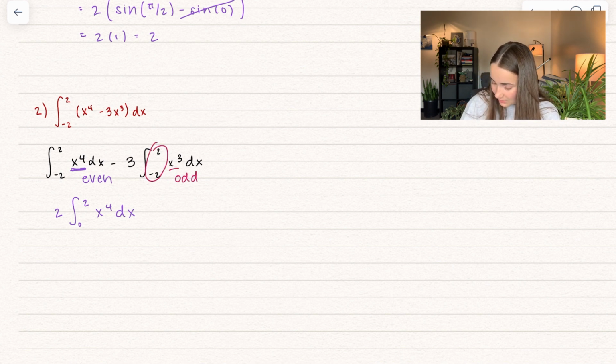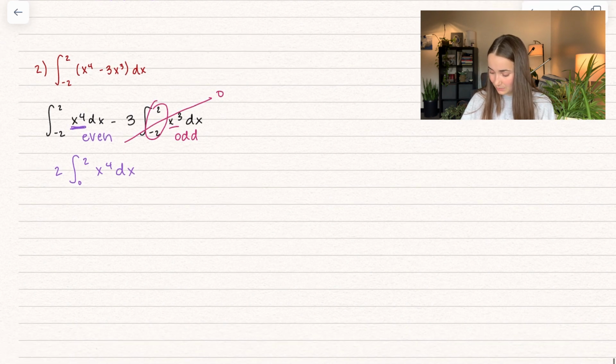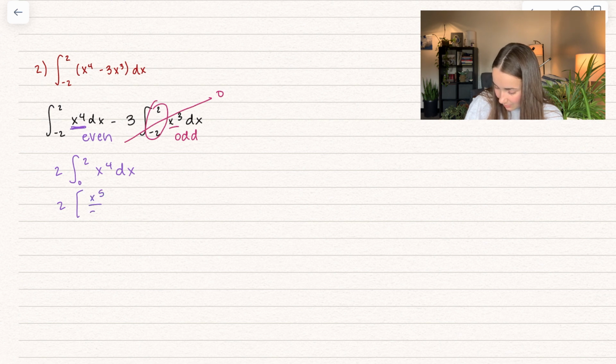So this integral is between negative 2 and 2, which tells me my whole integral is going to go to 0. So again, we're just using this rule to simplify them out a little bit, save us some time. So let's go ahead and take the antiderivative. We have x to the power of 5 divided by 5, and this is from 0 to 2. So here we have 2, and I'm going to go ahead and plug in upper minus lower.